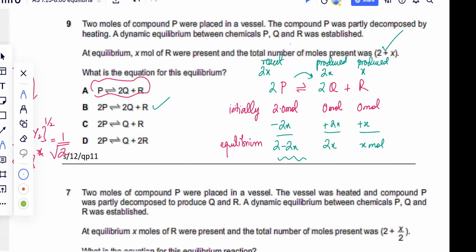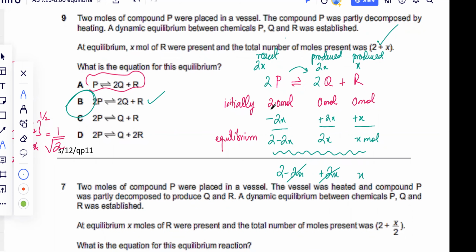And the total moles at equilibrium, if you add them up, would be 2 minus 2X moles of P. You add 2X moles of Q, and you add X moles of R. The 2X are going to get cancelled out. Is this clear? Yes. And that leaves you with 2 plus X, which is what he was actually looking for. 2 plus X. So hence B is the right option for this question.